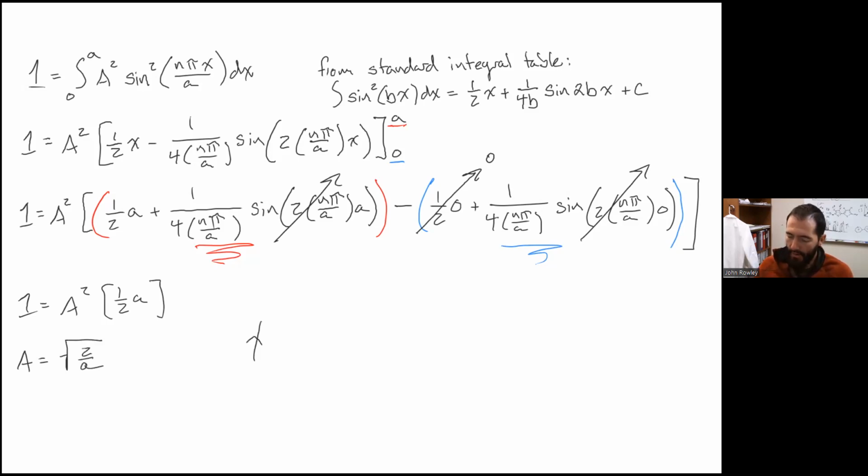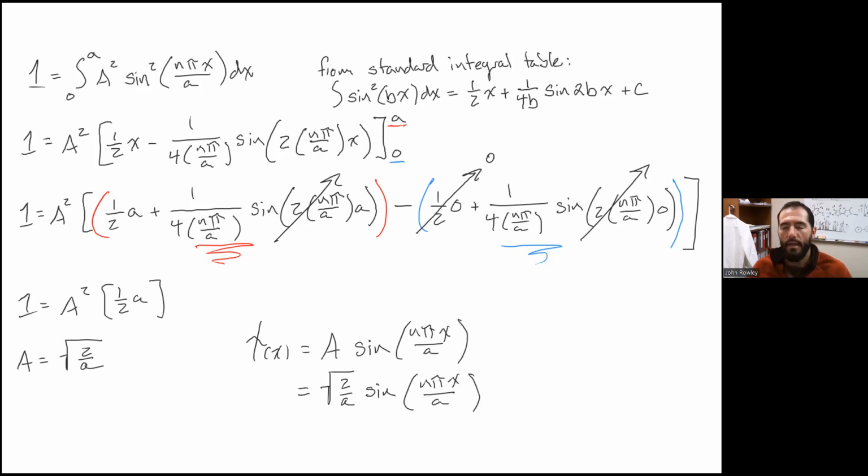Rewriting our wave function, our final answer is we're replacing this A in A sine n pi x over a with the new normalization constant we've just determined. So that is the square root of 2 over a times sine n pi x over a. There is our new normalized particle in the box wave function. If we take that function and multiply it by itself and integrate from 0 to a, we will get a value of 1.